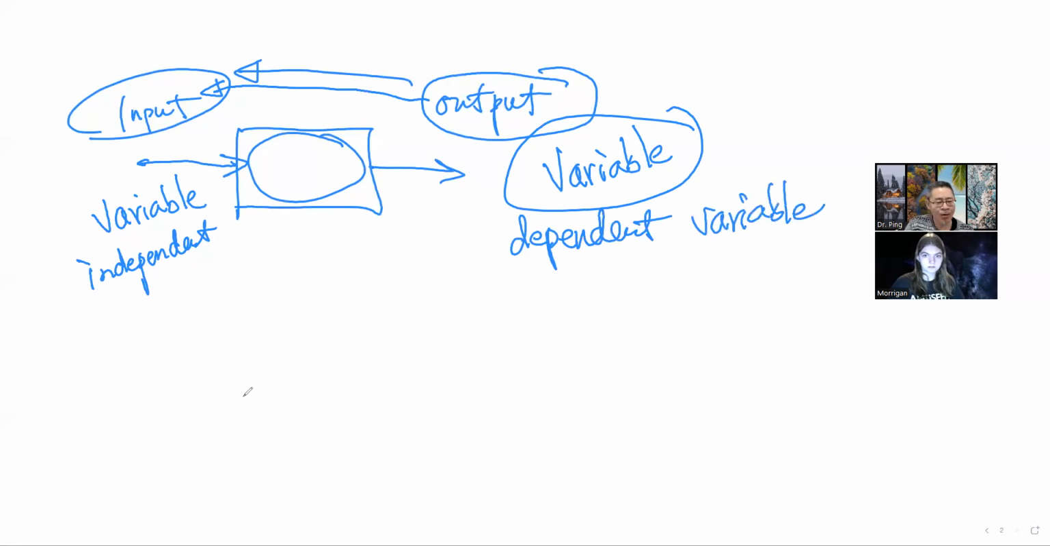And now we have a convention. The convention is that we use x as the independent variable. We use y as the dependent variable. So that's just convention. You don't have to use this, but most people use that. So we just go with it.